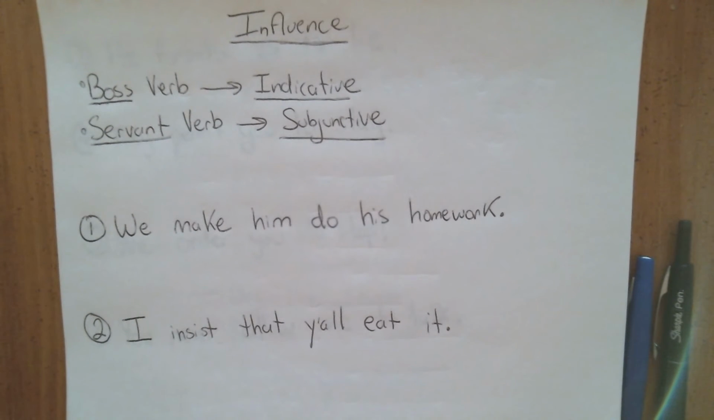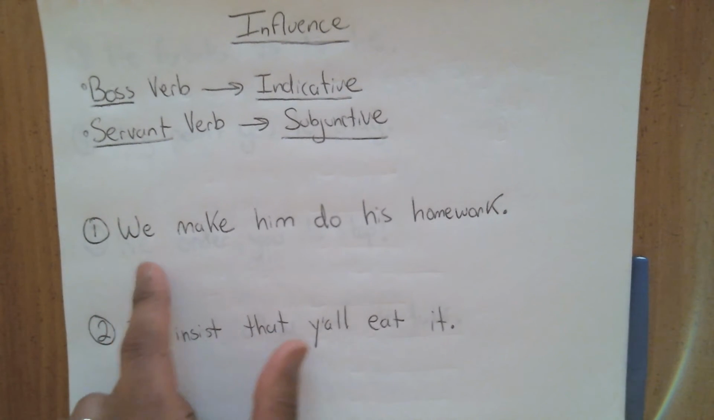Now, what exactly is a boss verb and a servant verb? This doesn't necessarily mean that one person is the boss and the other is an employee, or one person is a parent and the other is a kid. I don't mean that in real life these people have a boss and servant relationship. I just mean that in this particular sentence, one person is in charge of the actions of another. So in any sentence where a person is directing or influencing the actions of another, the verb that the influenced person is doing is going to be in the subjunctive.